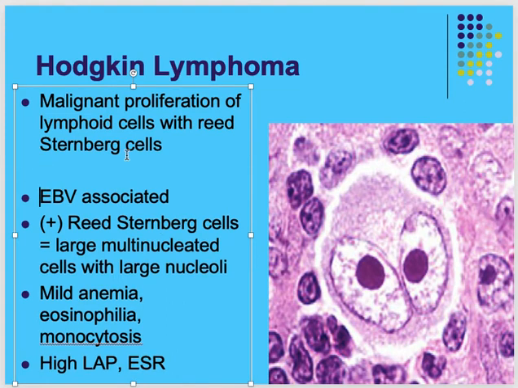So there is one lymphoma which is called Hodgkin lymphoma, and then there is one more lymphoma that is called non-Hodgkin lymphoma. The only difference between Hodgkin lymphoma and non-Hodgkin lymphoma is these cells, these Reed-Sternberg cells. Okay, so simply when the Reed-Sternberg cells are present, it is called Hodgkin lymphoma. When the Reed-Sternberg cells are absent, it is called non-Hodgkin lymphoma.